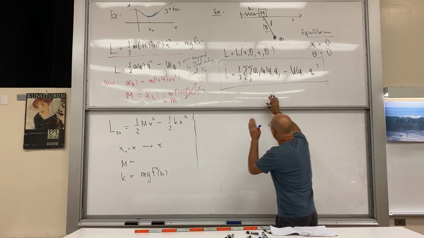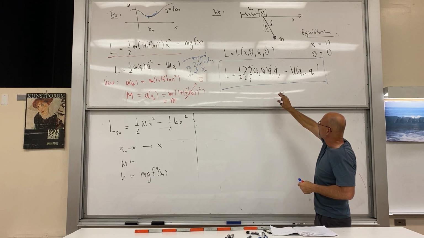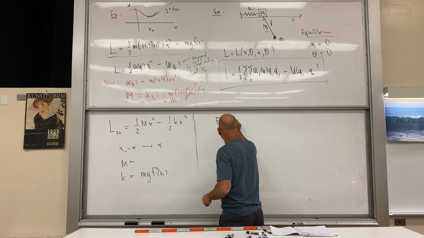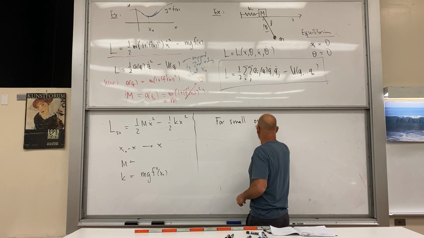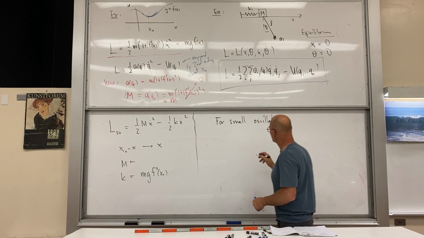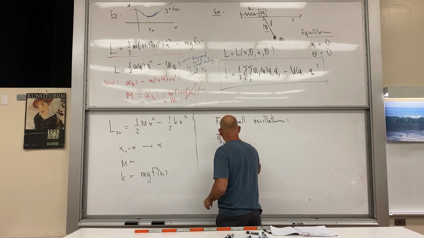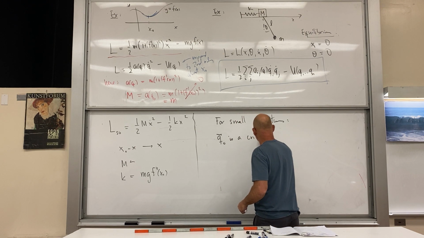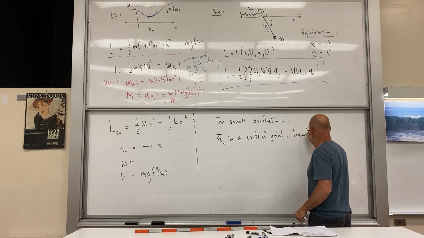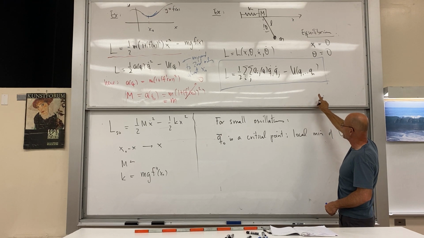Good. So now we're talking about this Lagrangian up here, the one in the blue box, and we want to construct the small oscillations Lagrangian. So for small oscillations, we have q sub 0 is a critical point. It's a local minimum of our potential energy. Okay, that's the first thing.